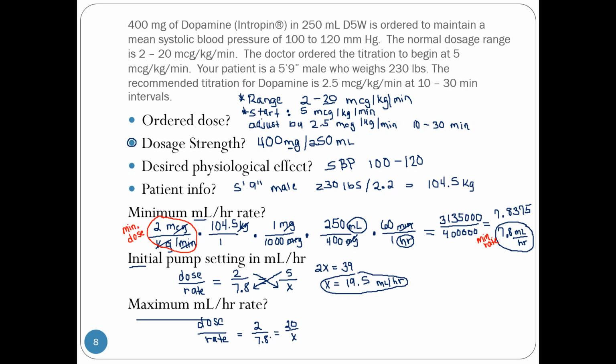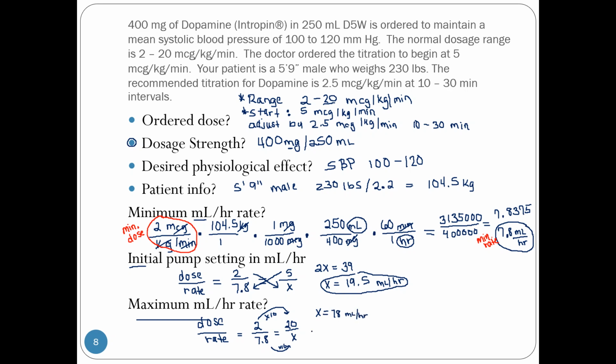Now you may notice here 2 times 10 would be 20. And so we can do this shortcut on the bottom as well and multiply times 10. So 7.8 times 10 would give me X is 78 milliliters per hour.